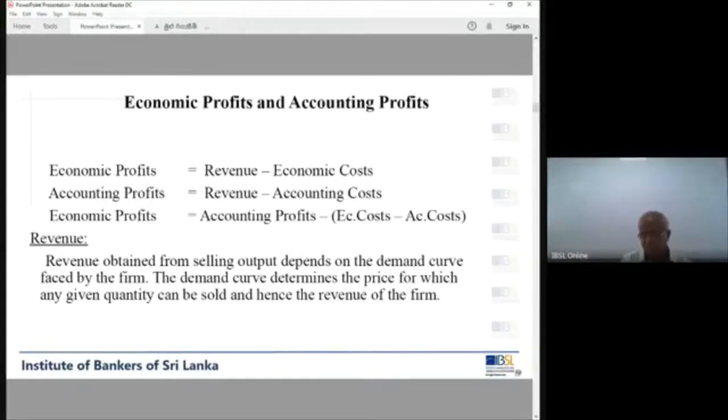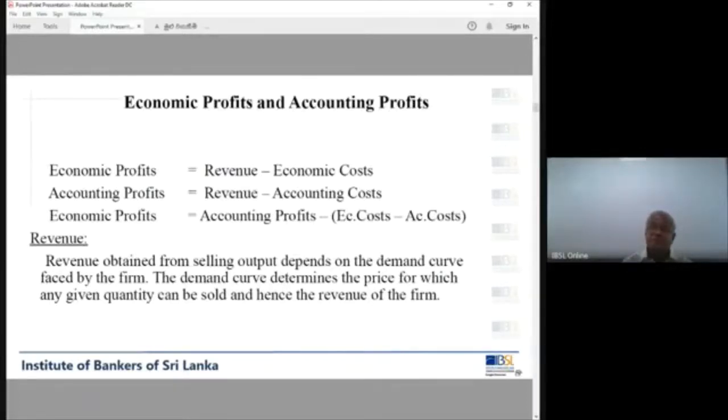For example, if I work for a company, I get 50,000 per month. That is my accounting cost, the company's accounting cost. What is my opportunity cost? Maybe if I could find a job in some other sector paying 60,000, then if I quit this, the second best option, 60,000, is the opportunity cost of my labor, right? So calculating opportunity cost is very difficult.